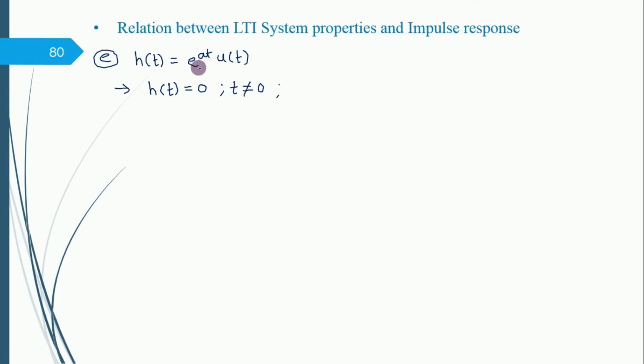But is it that case? You can check here. It is an exponential term, e raised to at, and there is u of t multiplied. So you will have a signal like this if a is positive, and if a is negative, it will be decaying. But it is growing till infinity and it has past values, hence h of t is not equal to 0 when t is not equal to 0. For example, when t is equal to 1, I have some value, hence h of t is not equal to 0. So hence it is not memoryless.